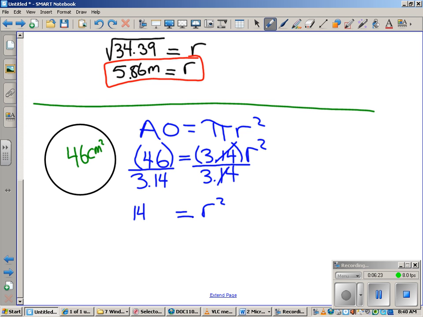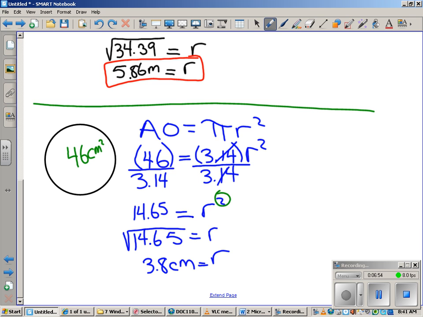That would be 14.65. Now I'm rounding because remember you only have to go to 2 decimal places at any time. In order to get rid of this squared symbol, we have to take the square root of 14.65. And the square root of 14.65, I hit my button simply, and it's 3.83 centimeters I'm using this time, equals r.